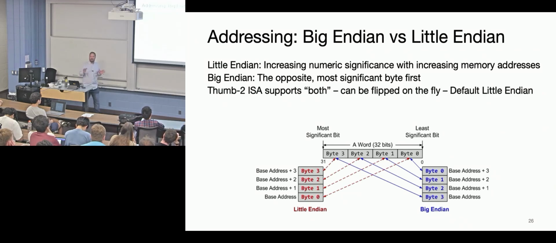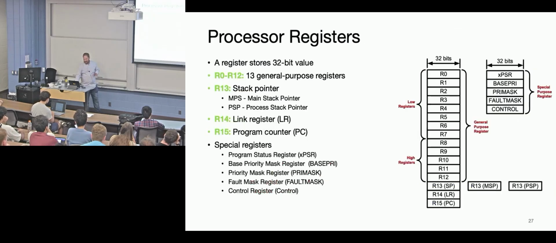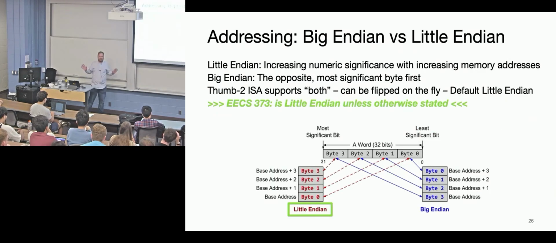The Thumb-2 ISA supports both. In fact, there's an instruction you can run, and then it'll reinterpret all the commands after that as big endian. So somebody else can write some function. I don't know why they chose big endian or little endian, but you have to deal with it. You just write one instruction and it'll switch it for you, okay? In this class, we're little endian unless otherwise stated. My brain can't go back and forth, so I'm stuck in one. I'm choosing little endian from now on.